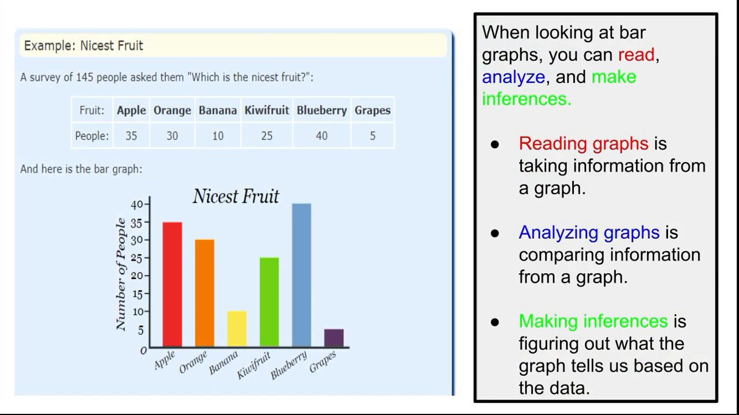Let's make an inference. If I wanted to invite my friends over for a snack, I can infer that if I wanted to choose 3 fruit, I should choose blueberry, apple, and orange because those are the top 3 fruits that my friends thought were the nicest.